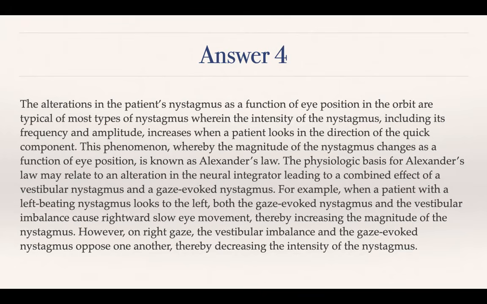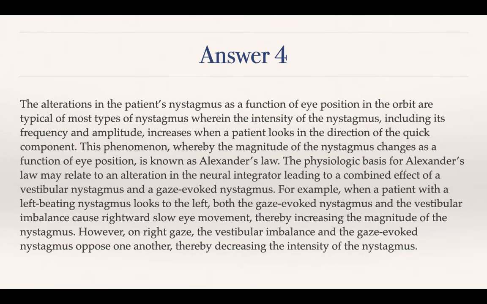types of nystagmus, wherein the intensity of the nystagmus, including its frequency and amplitude, increases when the patient looks in the direction of the quick component. This phenomenon, whereby the magnitude of the nystagmus changes as a function of eye position, is known as Alexander's law. The physiologic basis for Alexander's law may relate to an alteration in the neural integrator leading to a combined effect of vestibular nystagmus and gaze-evoked nystagmus.